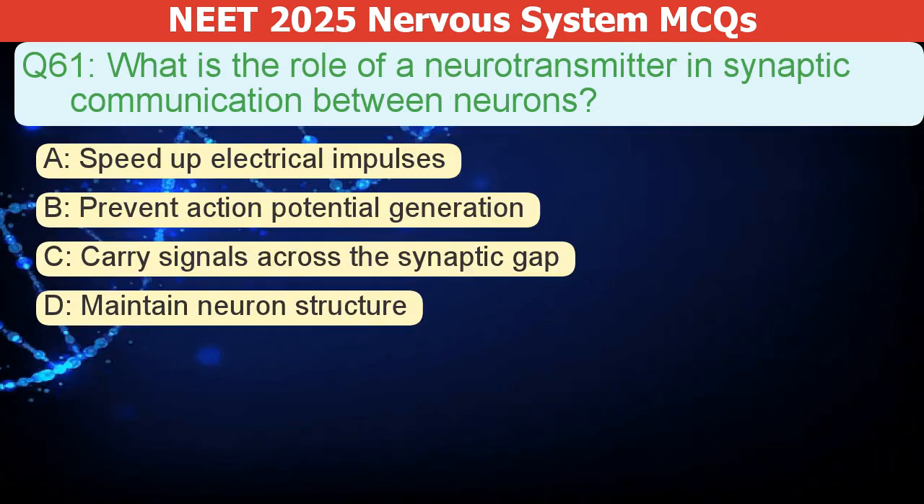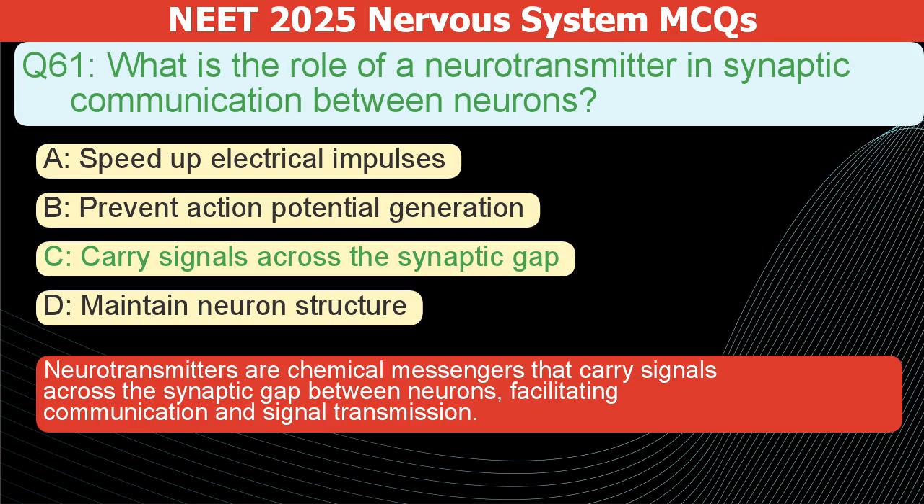What is the role of a neurotransmitter in synaptic communication between neurons? A. Speed up electrical impulses. B. Prevent action potential generation. C. Carry signals across the synaptic gap. D. Maintain neuron structure. The correct answer is C. Neurotransmitters are chemical messengers that carry signals across the synaptic gap between neurons, facilitating communication and signal transmission.